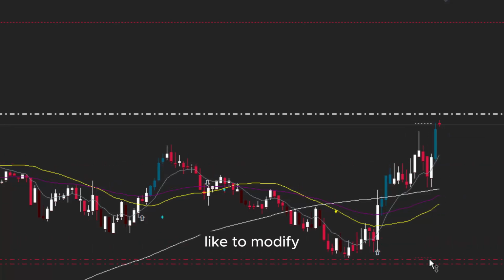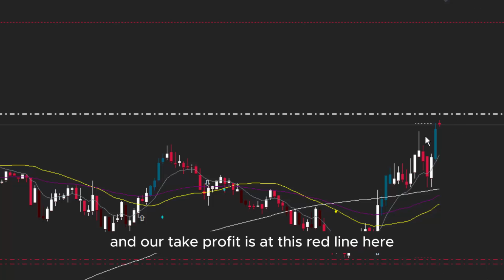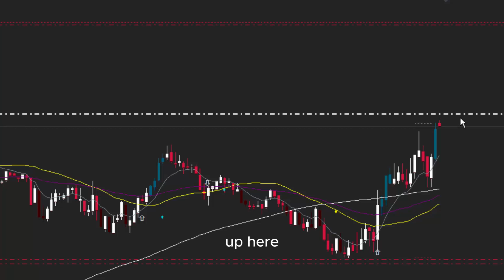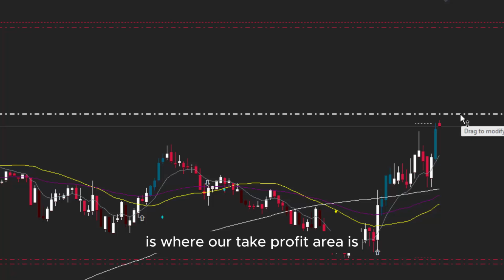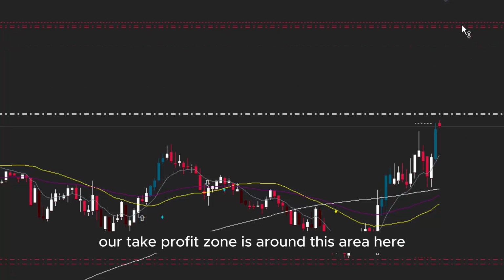Going to modify. We've got two stop losses, and our take profit is at this red line here, up here. This is where our take profit area is. Our take profit zone is around this area here.